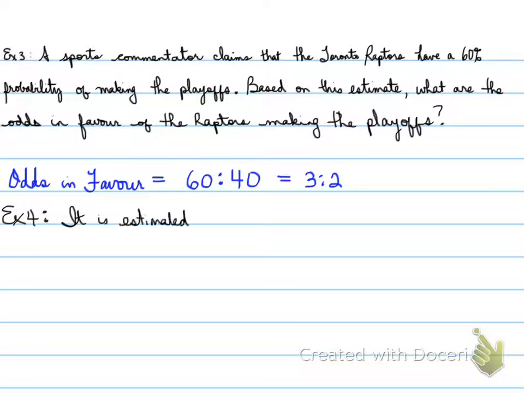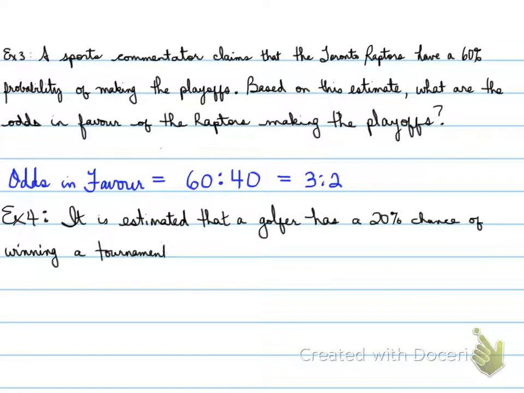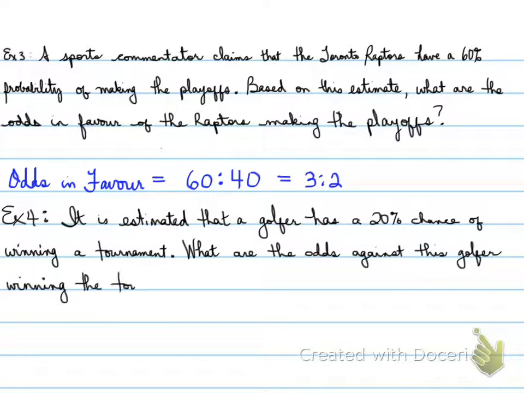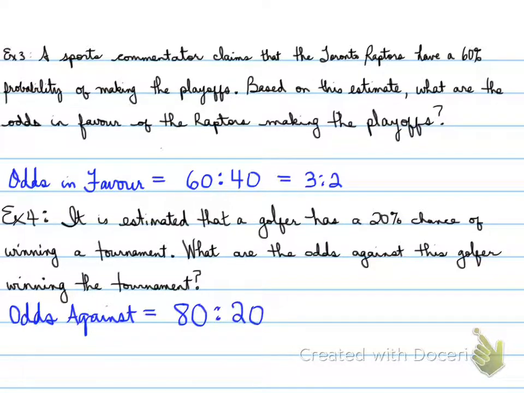Now, example 4. It is estimated that a golfer has a 20% chance of winning a tournament. What are the odds against this golfer winning the tournament? Well, if he has a 20% chance of winning, odds against means the complement of that. So odds against will be 80% chance of losing to 20% chance of winning. So he has a 4 to 1 chance. Okay, moving forwards.